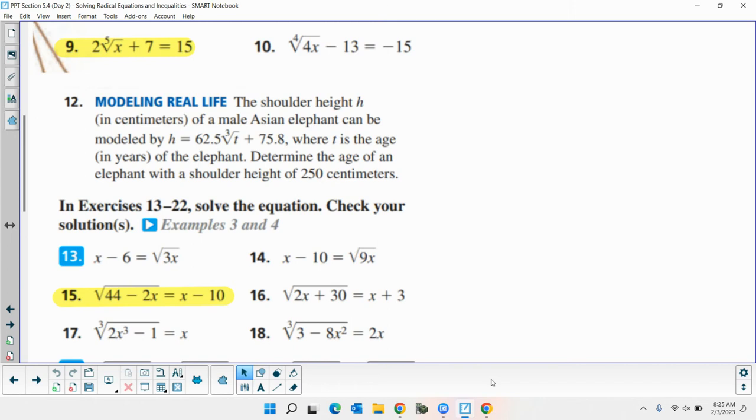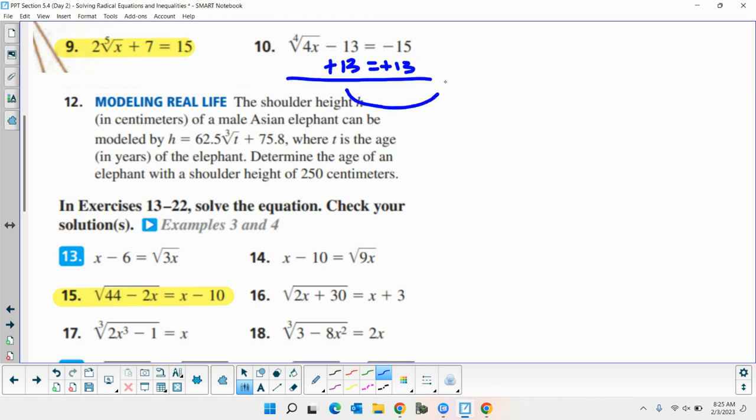Okay, so for number 10, first step is to get that radical alone, right? So I have to add the 13. Oh, this is pretty easy then, actually. So this is going to be over here now. So it's the fourth root of 4x equals negative 2.